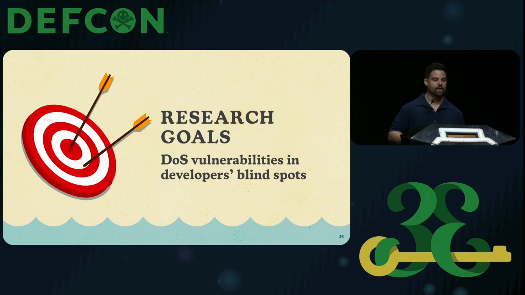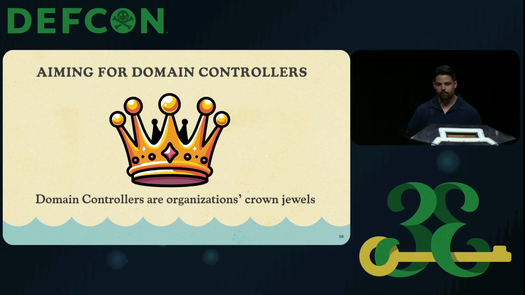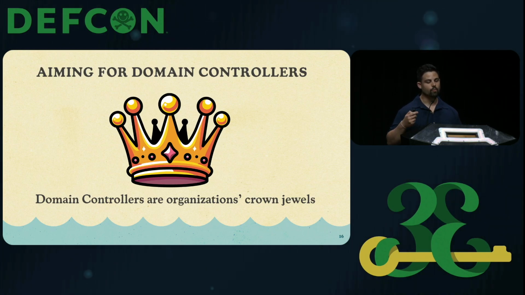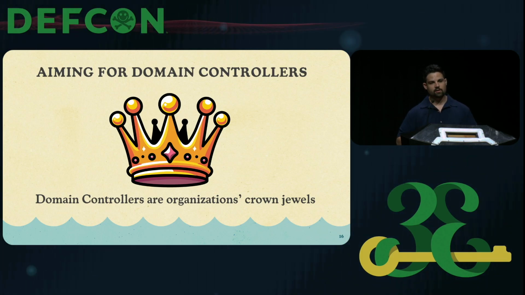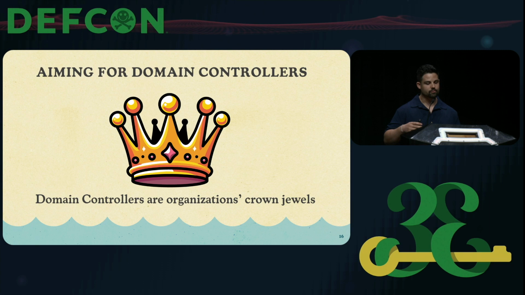Out of this fact, we extracted our research goals, which were focusing on such developers' blind spots and targeting them for more denial of service vulnerabilities. And of course, as primary targets, we chose to continue with domain controllers, which are one of the key components in an Active Directory network. So if you deny service from domain controllers, you can basically halt entire organizations.